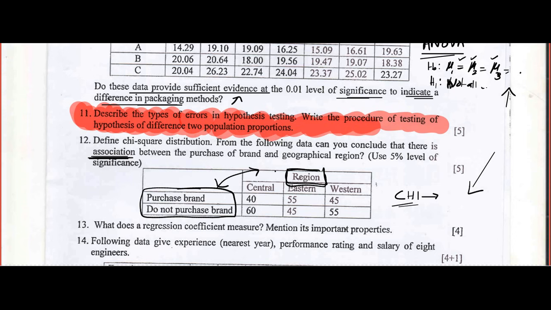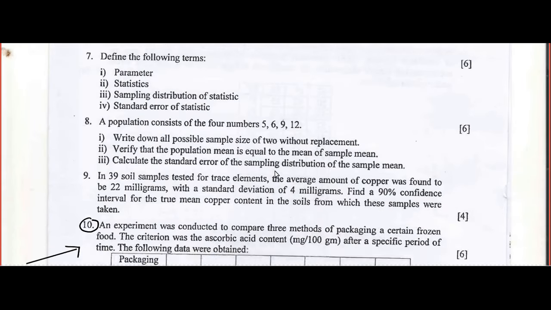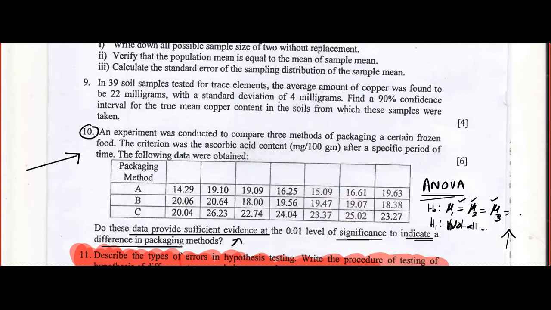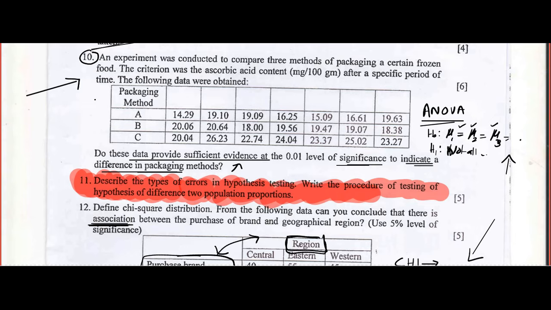So again, only 3 questions, I guess. Yeah. So the 4th question is confidence interval. Okay, now let's look at another question paper.